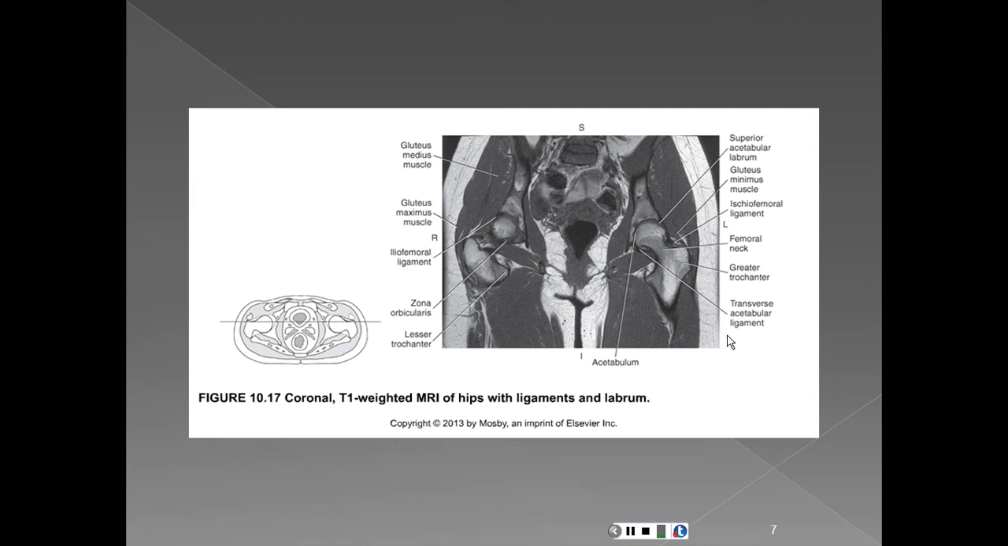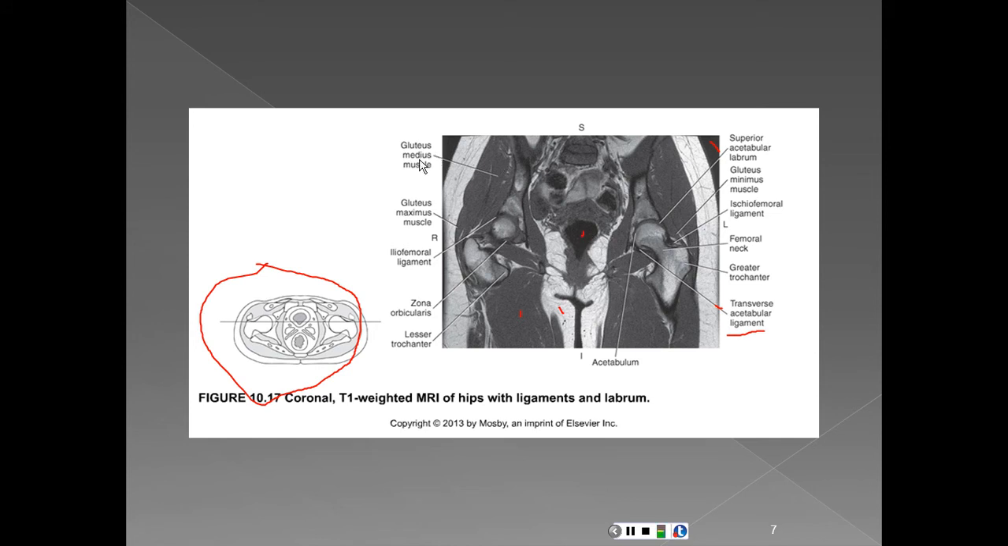So here's a coronal T1 weighted image, and we see the transverse acetabular ligament is the end of this line right there. To orient yourself to what we're looking at here is the coronal slice. So you can tell that this is fat. Of course, this is muscle, just from the grayscale that we see. So we know that this is air, so this is air.